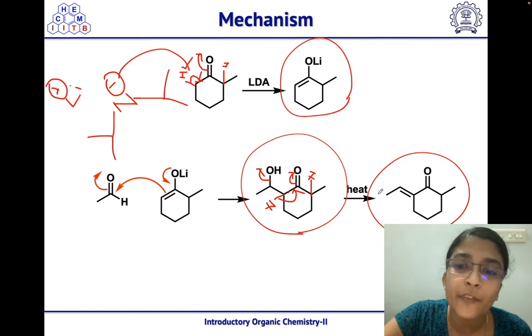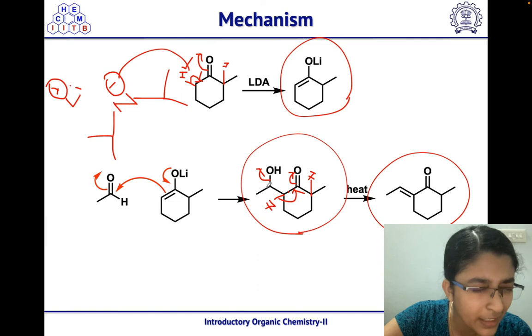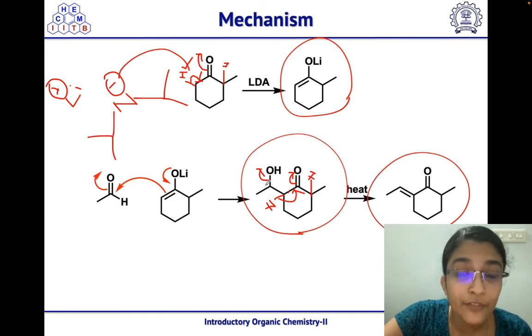Otherwise, on heating, this OH group can be removed and a carbocation can form here, and this can eliminate to give this product. That is also possible. If LDA is not able to abstract this proton present at this position, there is a chance that upon heating, this hydroxyl group will be removed and a carbocation will be generated, and to stabilize that carbocation, this proton will be removed. That is also a possibility. It can be right.